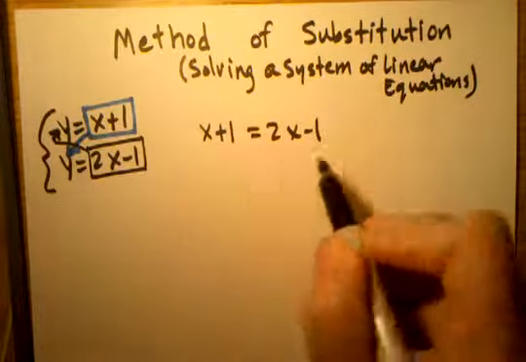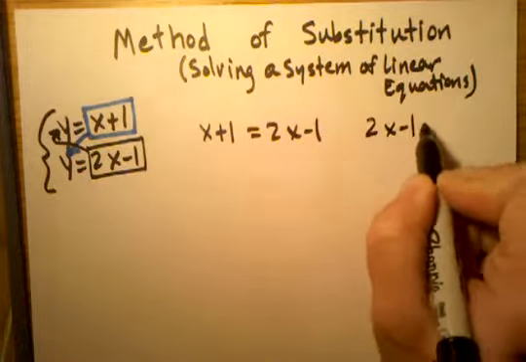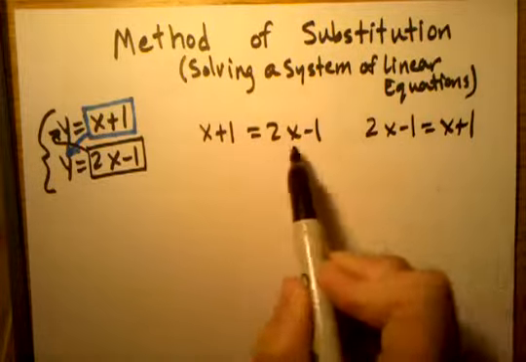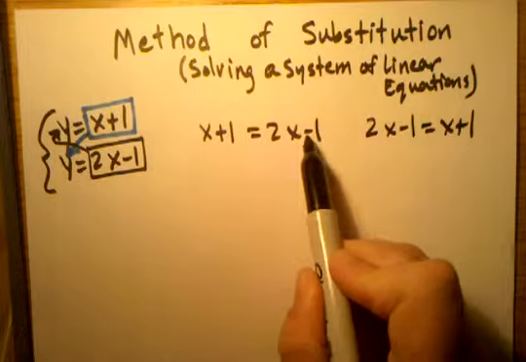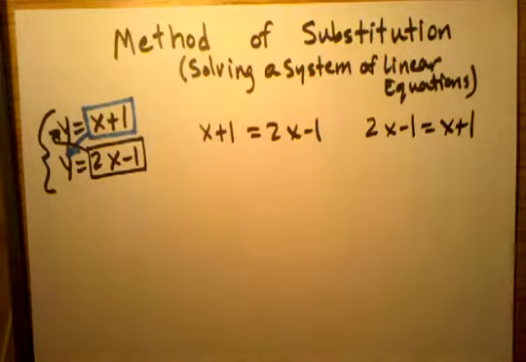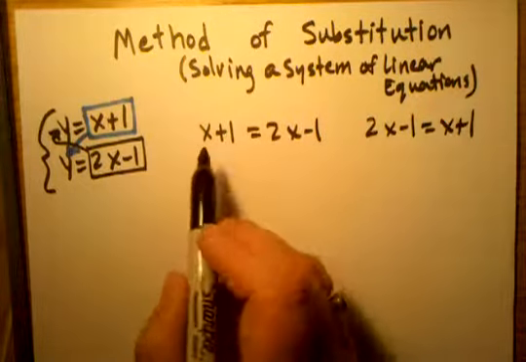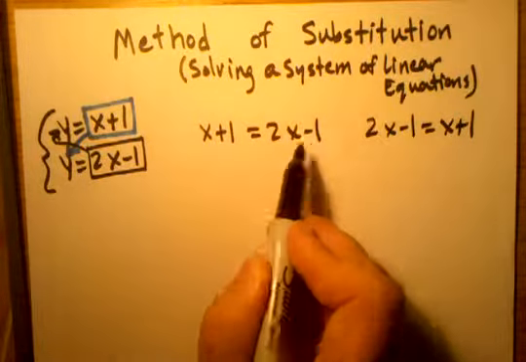If I did, I would simply get the exact same thing, but just written in reverse. Instead of 2x minus 1 being on the right side of the equation, it's now on the left side of the equation. Exact same thing. But regardless, what we have here is something that's going to allow us to solve for x. So let's go ahead and take this equation here and let's solve for x.